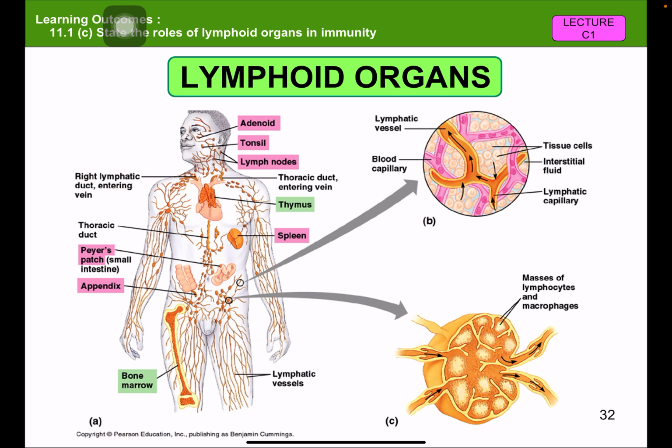So let's see the lymphoid organs. Before this, we had learned the lymphatic system. The lymphoid organs include the adenoid, tonsil, the lymph nodes, Peyer's patch in the small intestine, the appendix, the spleen, and especially the thymus and the bone marrow, which are for the lymphocytes. These lymphoid organs are important especially for screening the lymph.